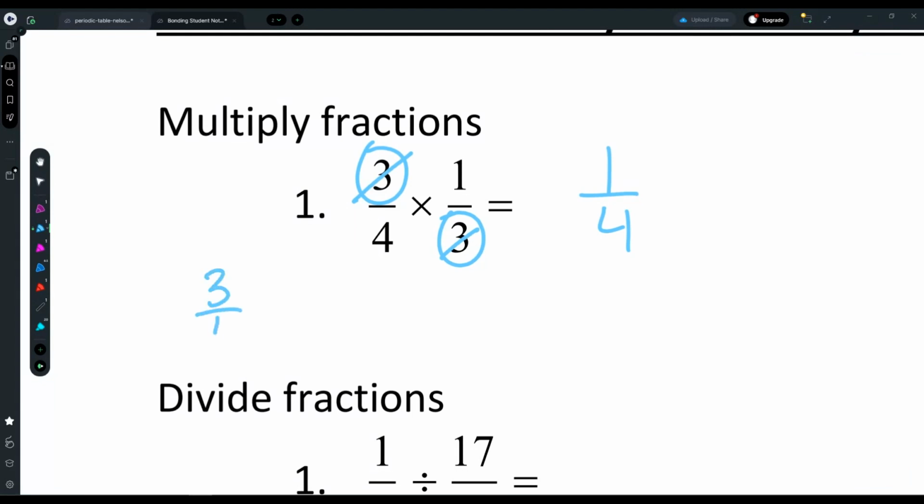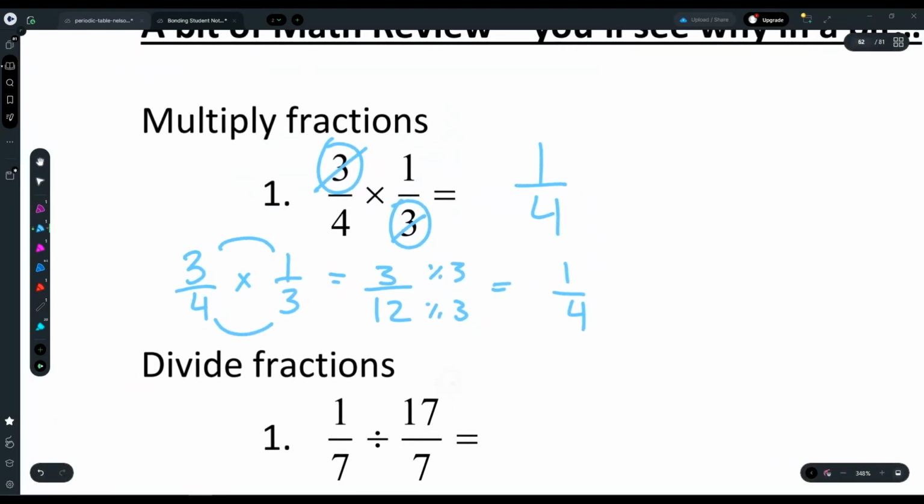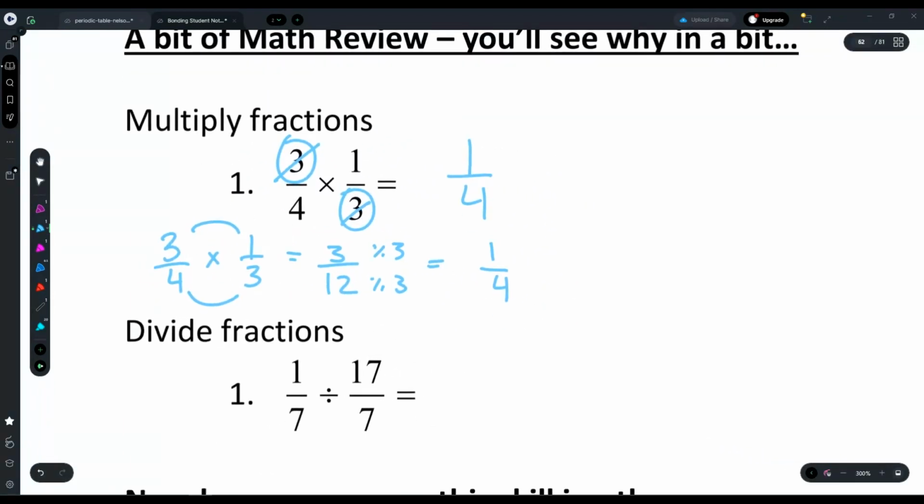So 3/4 times 1/3: we would multiply numerator with numerator, so that'd be 3, and then denominator with denominator, that'd be 12. We can simplify this by dividing both the top and the bottom by 3, not 4, which would still give us 1/4.